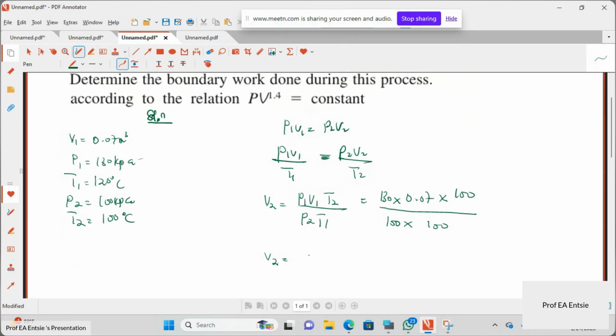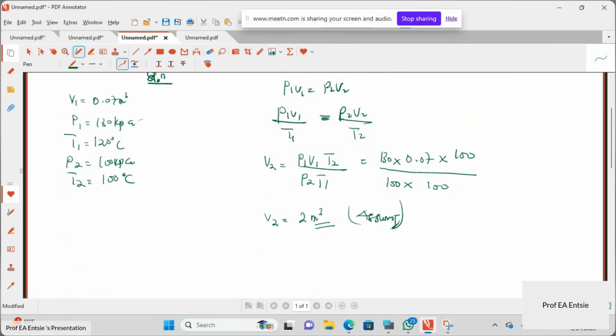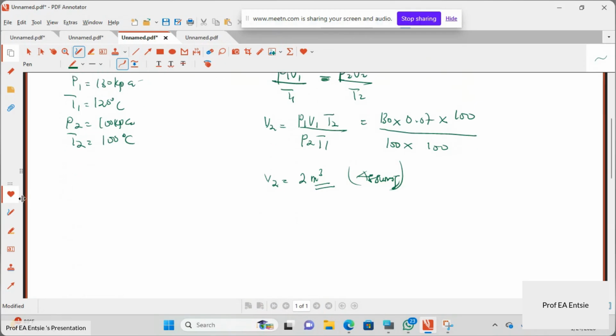Let's assume at the end of the day I had 2 meters cubed. That's not the answer. I'm assuming I had that, because I'm not having a calculator here. So if you get this volume, then you now come to your formula.